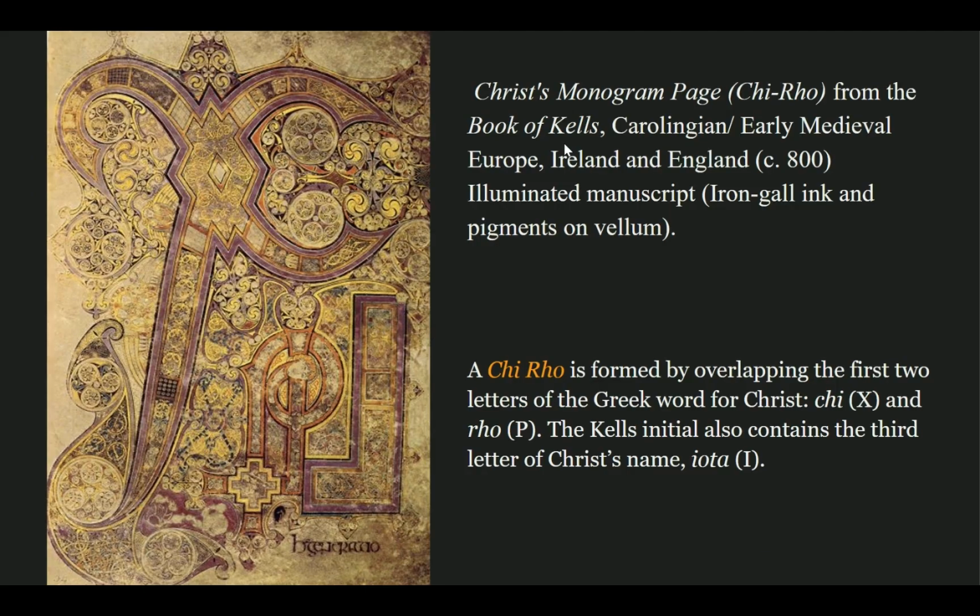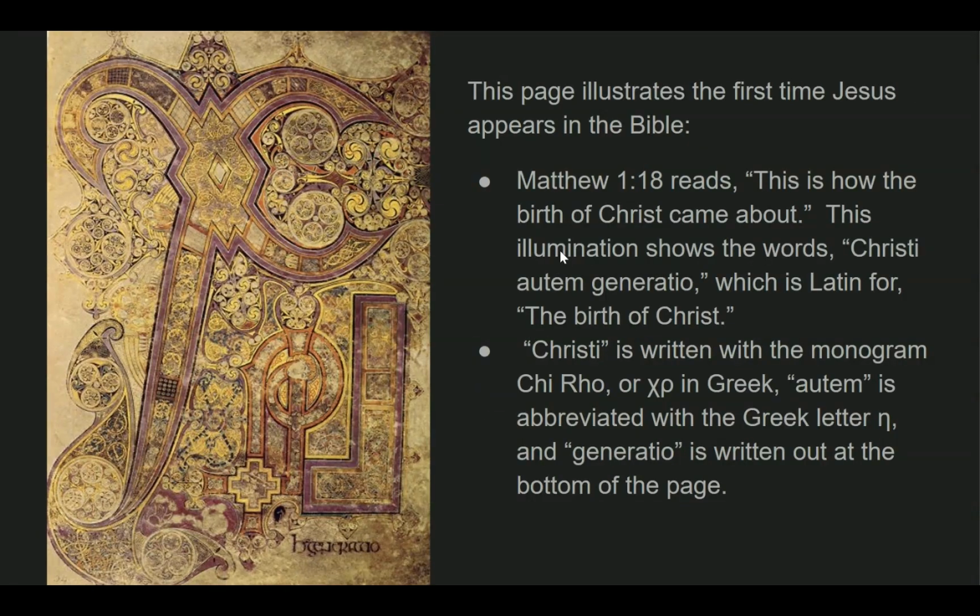One of the most famous pages is the Chi Rho page. So remember Chi Rho, you saw that within the very first video assigned for this unit. It's this overlapping of the first two letters of Christ, the Chi and the Rho. This also contains the third letter of his name. This page illustrates the first time Jesus appears in the Bible, in Matthew 1:18. Christi autem generatio is the Latin for the birth of Christ.